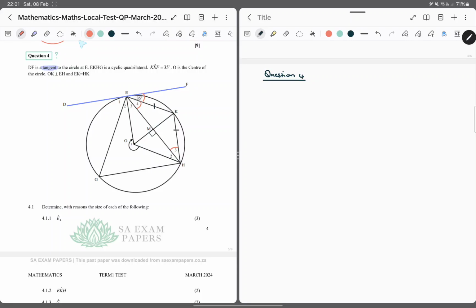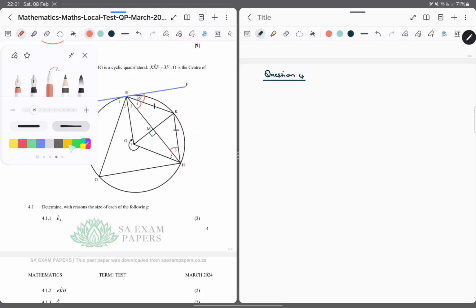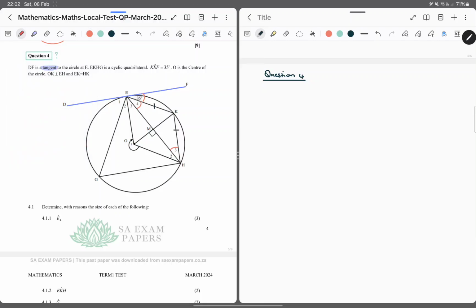We know that the tangent meets the radius at right angles. So we understand that this is 90 degrees. All right? So that is 90 degrees. Nice and easy. Again, E1 plus E2 should be 90 degrees. Tangent perpendicular to radius. Very easy. Okay, guys, so this is it. Let's just move on and not waste too much time.